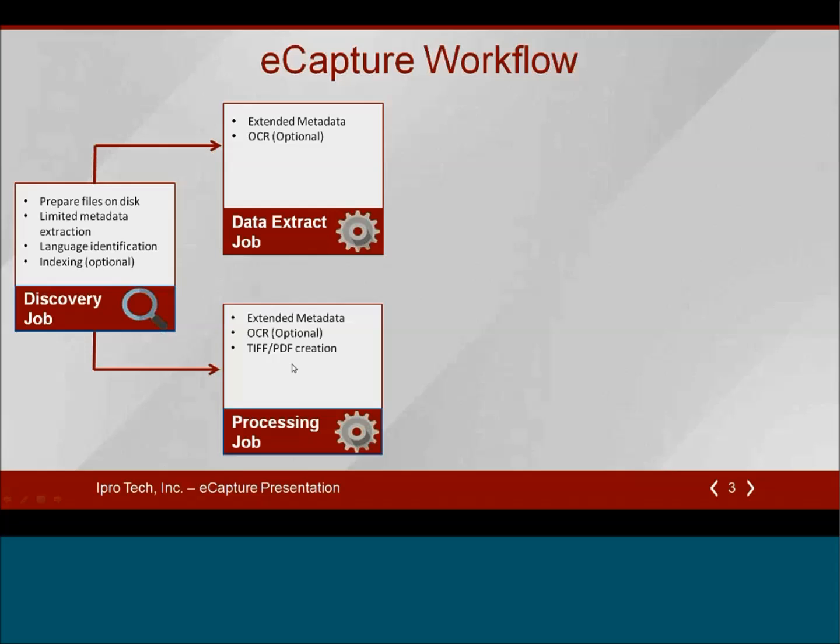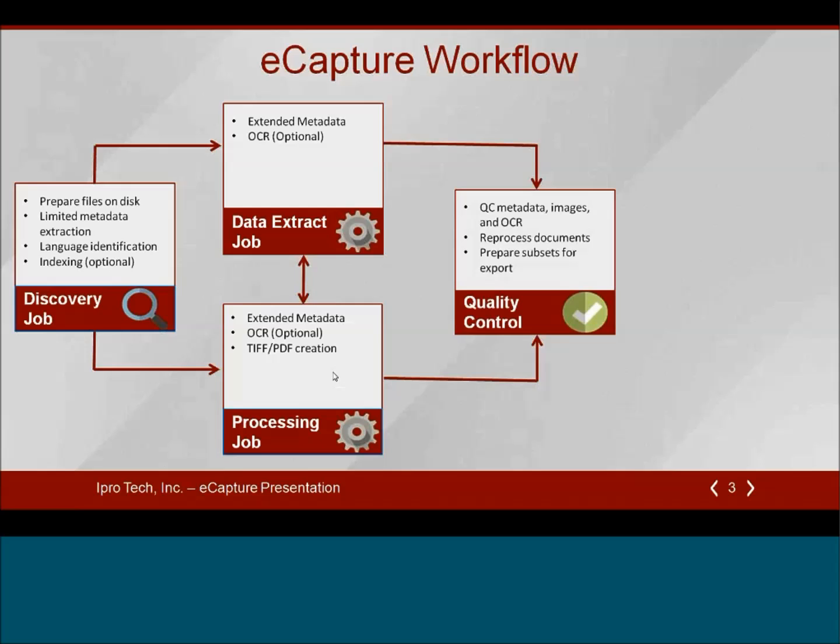The other type of job is our processing jobs. In the processing jobs, it basically does the same things as you would get in a data extract job, except now you have the options for processing to TIFF or to PDF. We'll cover this a little bit today because there are benefits of both, but it's good to understand the differences as well.